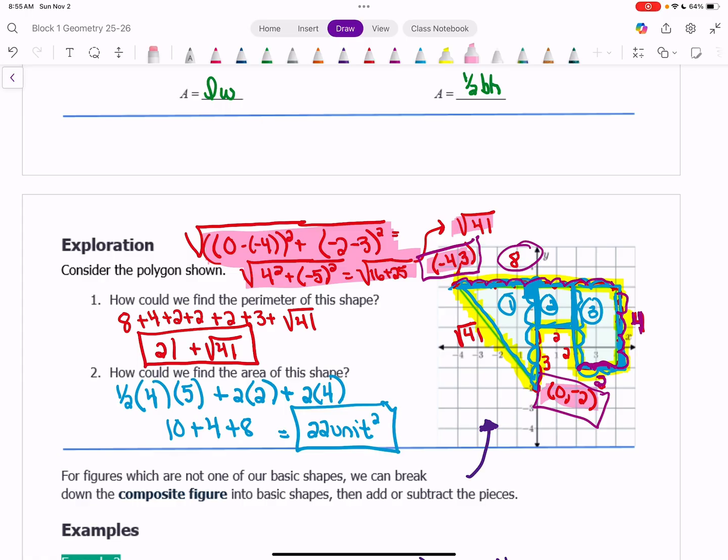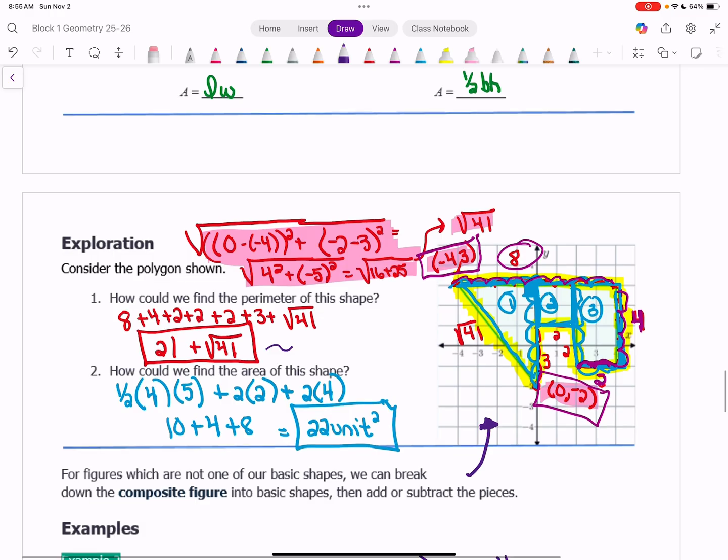And I didn't have a calculator right next to me, but 21 plus square root of 41. You could put this in your calculator and get a decimal answer. And then like we did previously, the area, I broke it into 3 parts that I could know the area of: a right triangle, a square, and a rectangle, and then find the area of each shape.